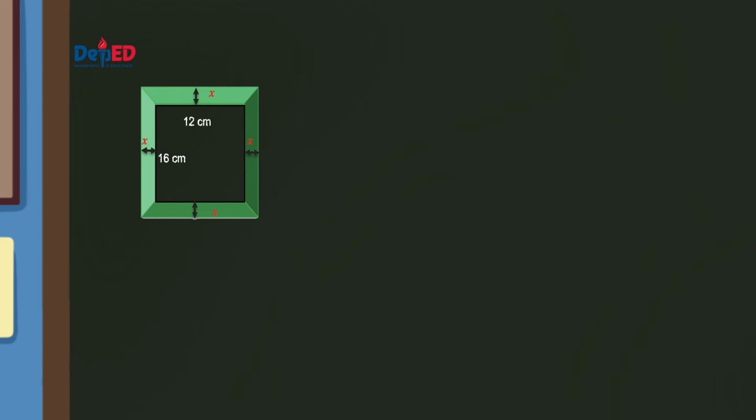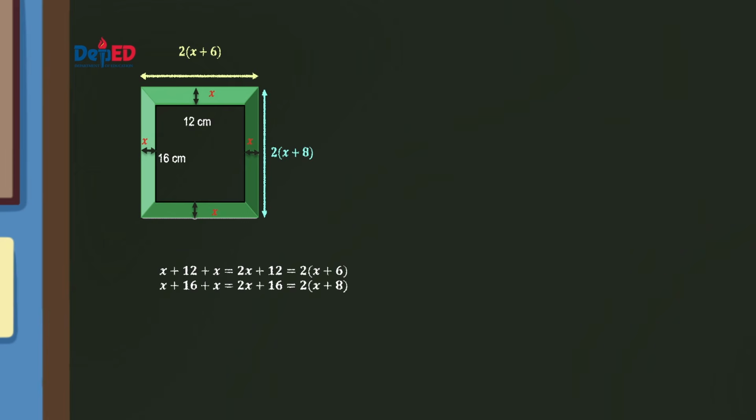Hence, the width of the frame is equal to x plus 12 plus x, or 2x plus 12, which is equal to 2 times the binomial x plus 6. While the length in centimeters is equal to x plus 16 plus x, or equals 2x plus 16, and in factored form, 2 times the binomial x plus 8. Now, we must realize that the total area of the border plus the area of the picture is equal to the area of the rectangular frame.